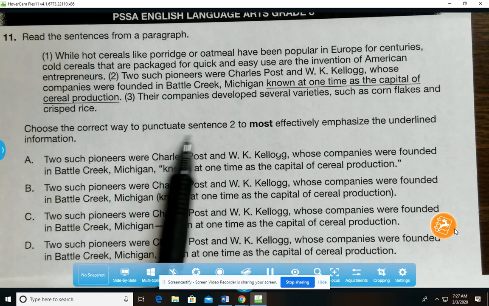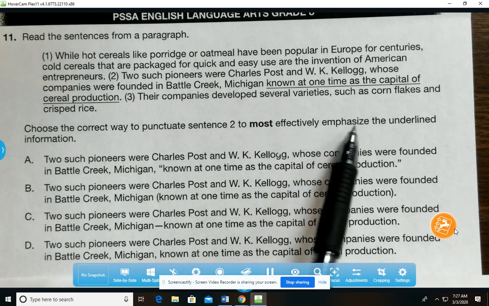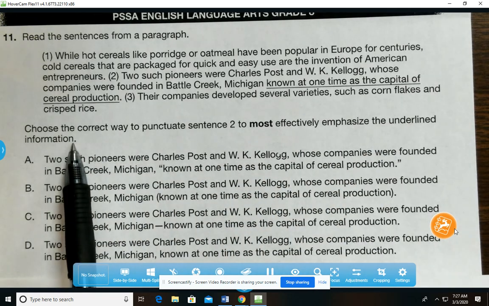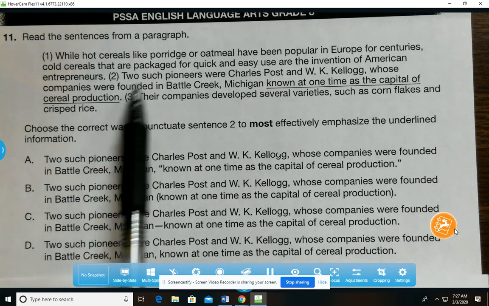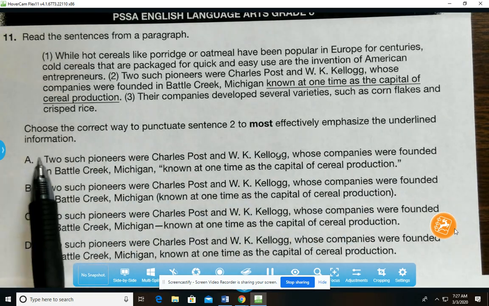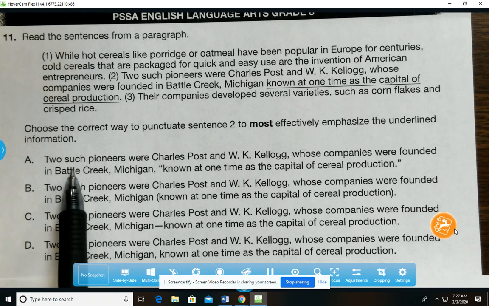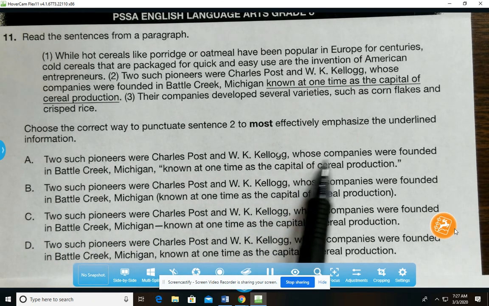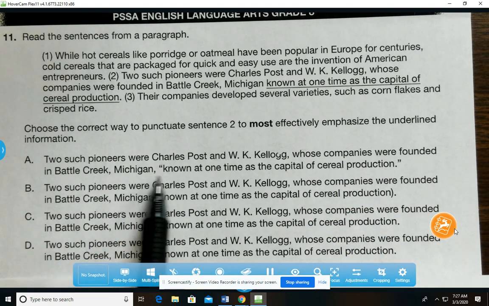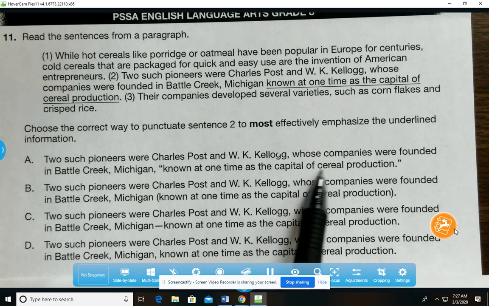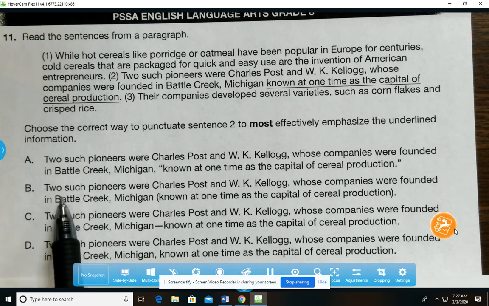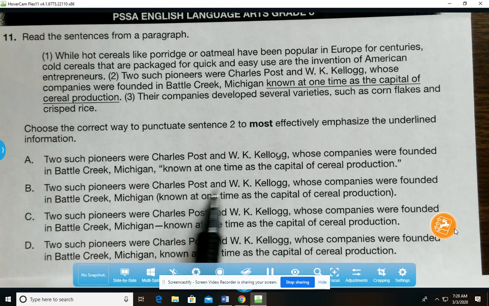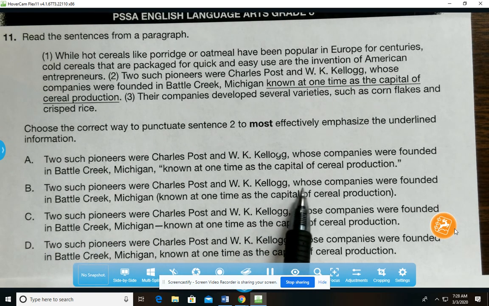Choose the correct way to punctuate sentence 2 to most effectively emphasize the underlined information. So we're looking at sentence 2 here in the underlined information. Is it A? Two such pioneers were Charles Post and W.K. Kellogg, whose companies were founded in Battle Creek, Michigan, known at one time as the capital of cereal production? Is it B? Two such pioneers were Charles Post and W.K. Kellogg, whose companies were founded in Battle Creek, Michigan, known at one time as the capital of cereal production?